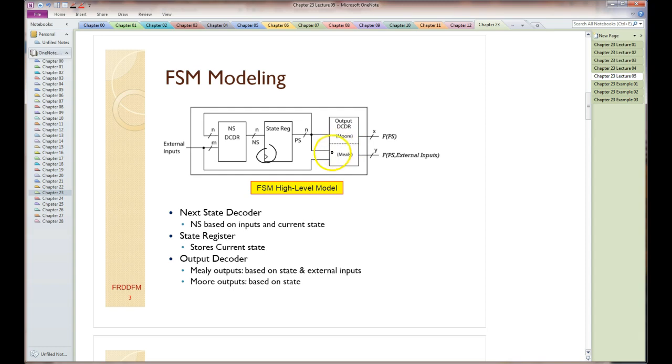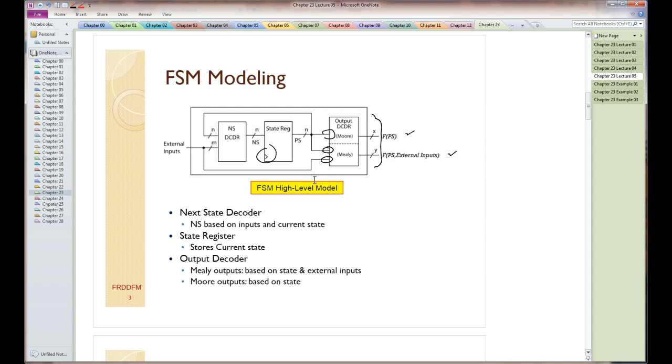Now, the output decoder is a little bit more complicated. We have 2 different types of outputs: Moore outputs and Mealy outputs. The Moore outputs are a function of state only, and that's what's indicated right here. Whereas the Mealy outputs are a function of both the state and the external input. So this external input also decides what the output is going to be. The difference between these 2 is significant. Different types of outputs are probably the hardest thing about state machines, particularly as it applies to the associated timing diagrams. But that's it. 3 modules, 2 decoders, registers, nothing complicated.